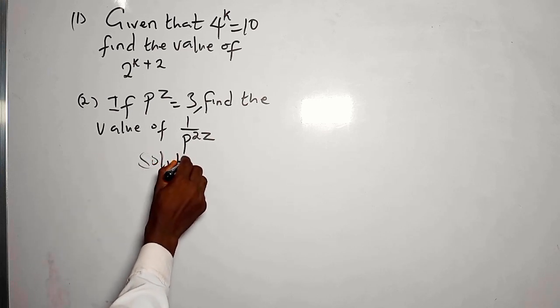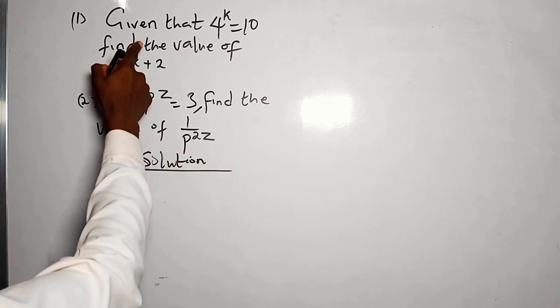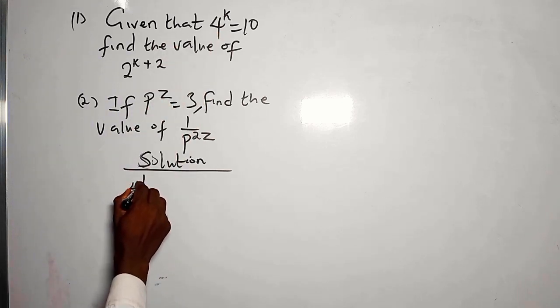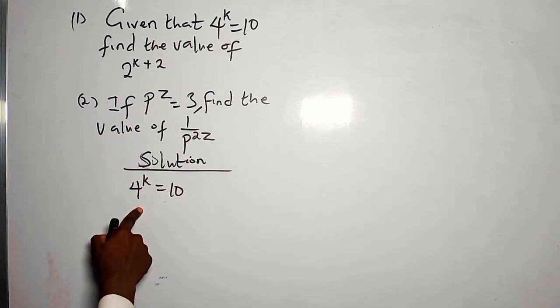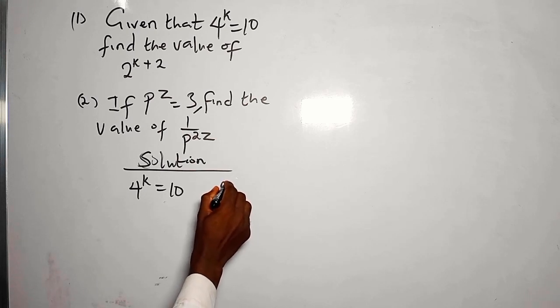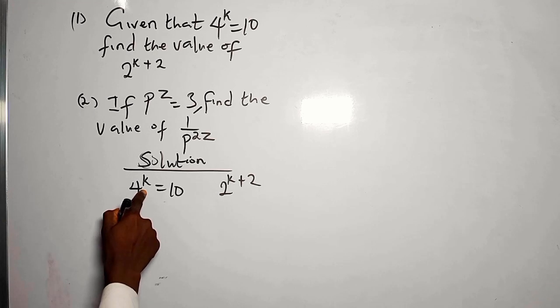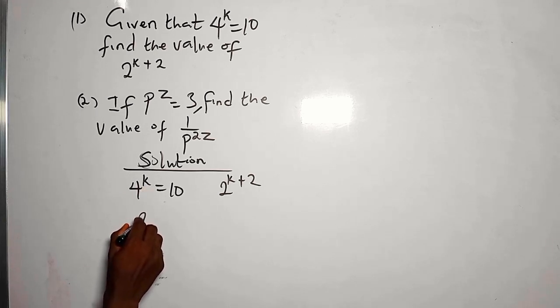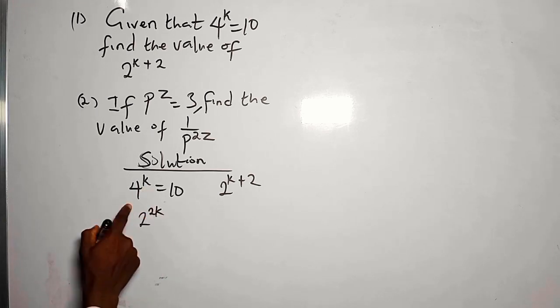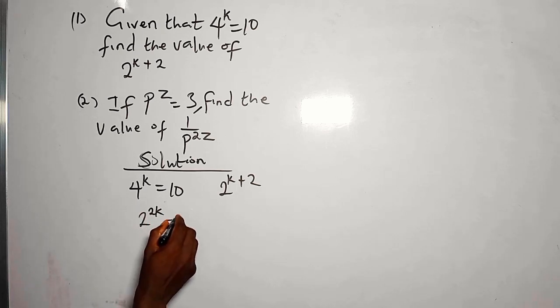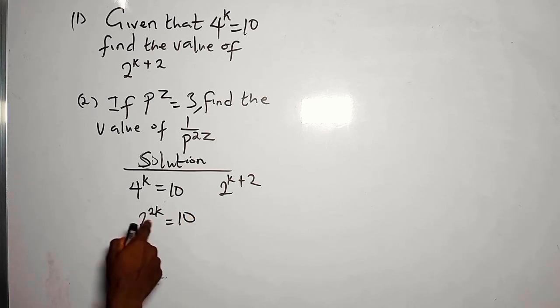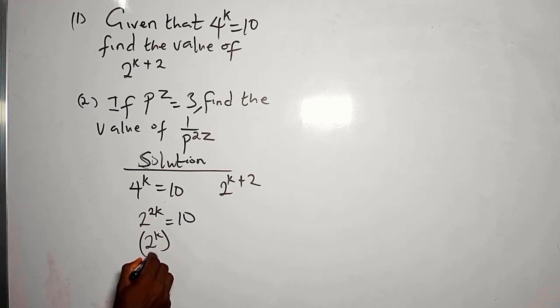So we have the solution. For 4 raised to power k equals 10, we have to determine the value of 2 raised to power k plus 2. So let us work with this. For 4 raised to power k, we can write this as 2 raised to power 2k, equals 10. So we can have this as 2 raised to power k, raised to power 2, equals 10. So from here now we have a square.